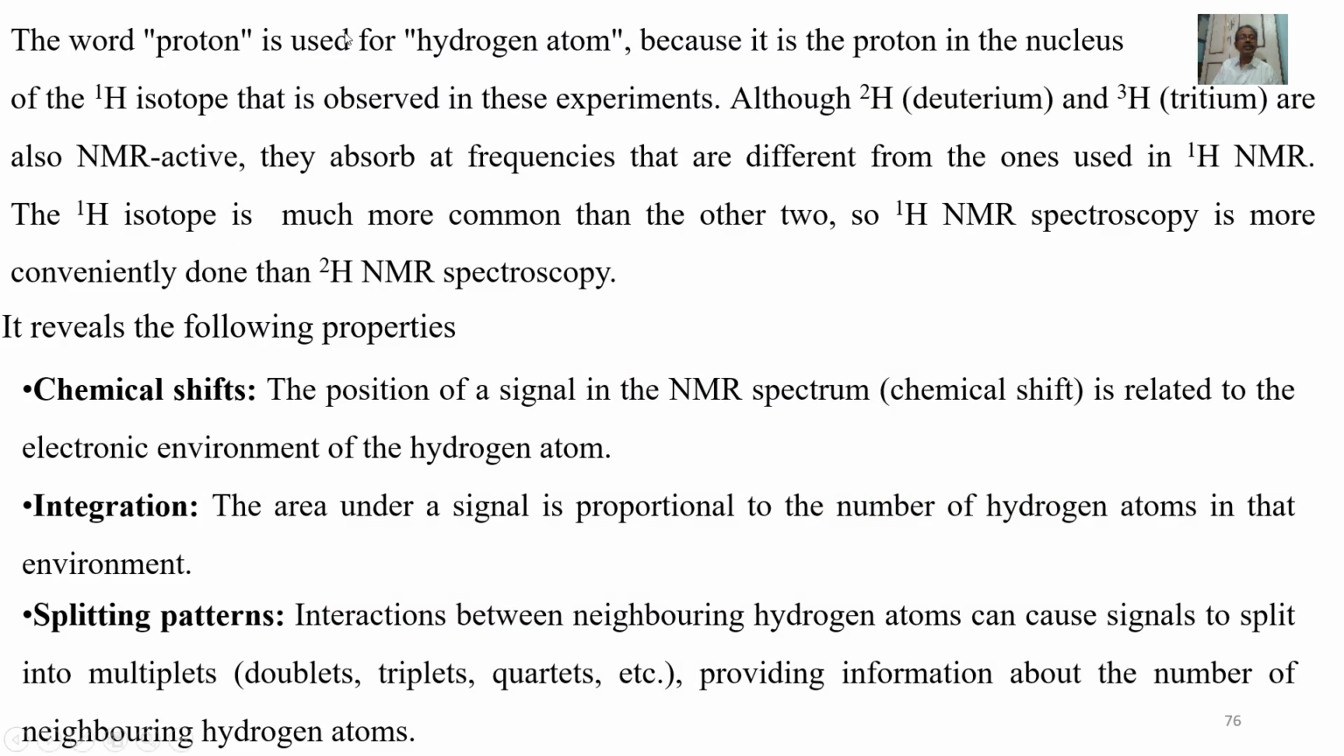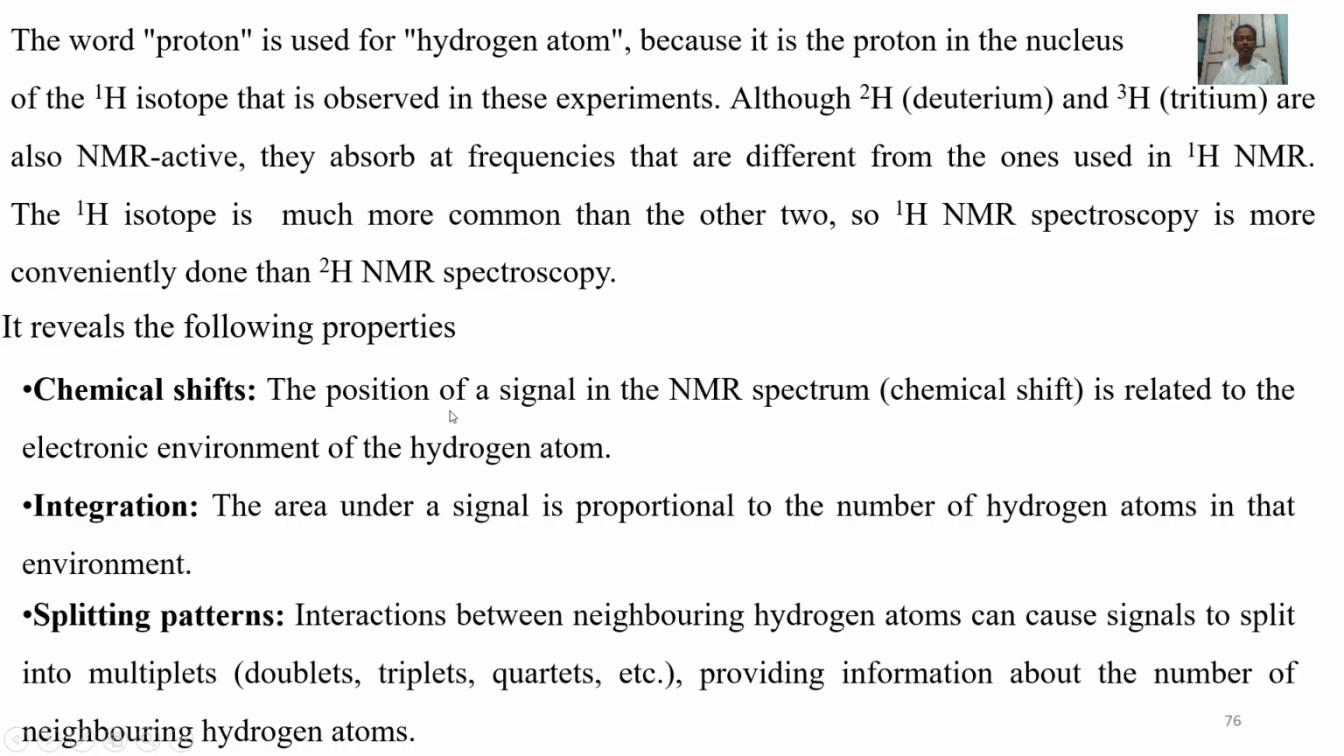The word proton is used for hydrogen atom because it is the proton in the nucleus of the hydrogen isotope that is observed in these experiments. Although deuterium and tritium are also NMR active, they absorb at frequencies that are different from the ones used in proton NMR. The proton isotope is much more common than the other two, so proton NMR spectroscopy is more conveniently done than deuterium spectroscopy. It reveals the following properties: chemical shifts.